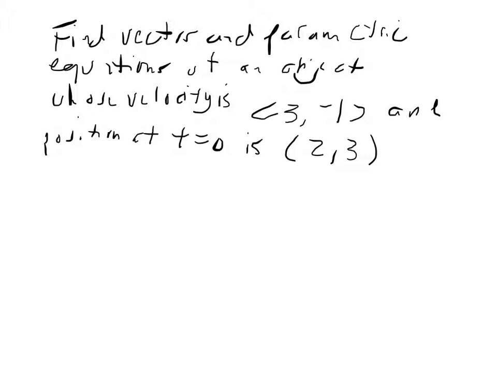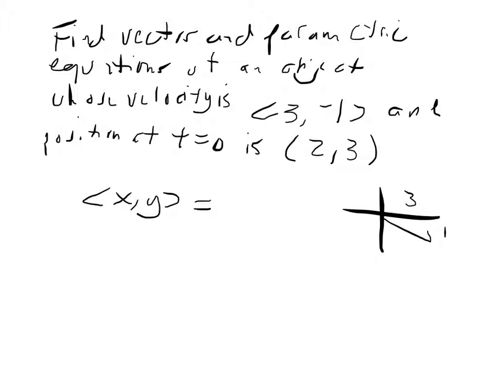So I'm looking for a vector equation such that (x, y) is going to equal, it's got a constant velocity of (3, -1). So I know my velocity vector, (3, -1), is going to look something like this: over 3, down 1. And I know my initial position, it tells me, is at (2, 3). So if I'm up here at (2, 3), then I know that in 1 unit of time, I'm going to go over 3 and down 1.